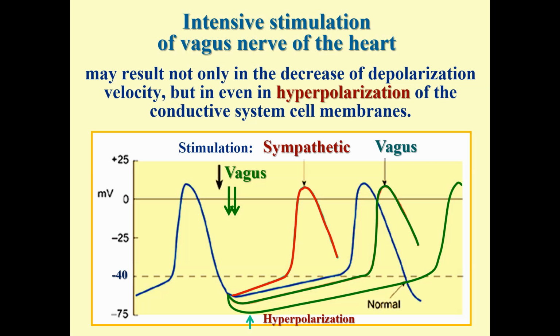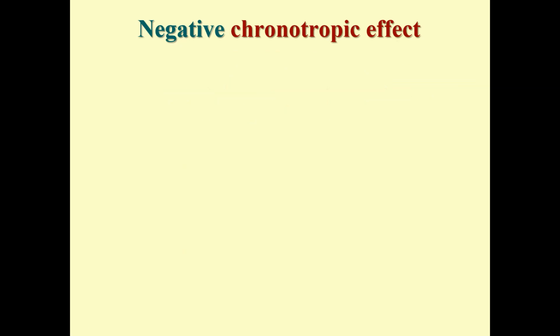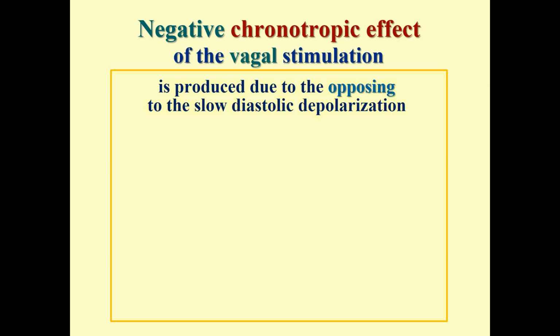So this point shows hyperpolarization. It's below the regular -60. It's true hyperpolarization, which delays reaching the threshold greatly. The negative chronotropic effect of the vagus is explained by higher permeability for potassium.